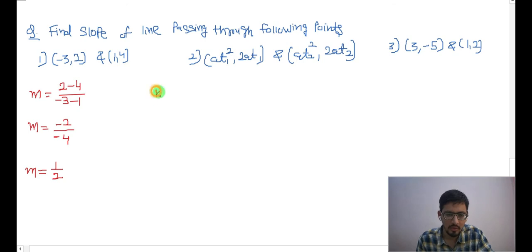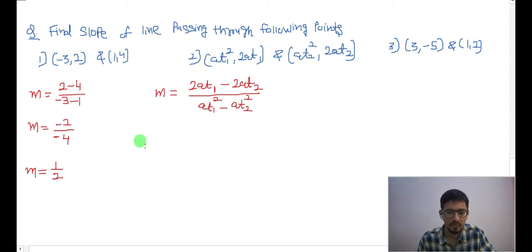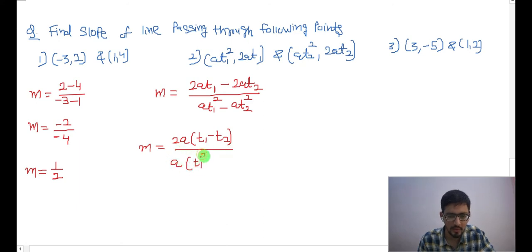Number 2 now. Here slope will be what? Delta y upon delta x. If you're doing, what will I do? 2a t1 minus 2a t2 divided by what will I do here? a t1 square minus a t2 square. Okay, so what common can I take from the numerator here? 2a common I can take. So 2a common, the bracket t1 minus t2, divided by here what common can I take? A. So bracket what will I write? t1 square minus t2 square.